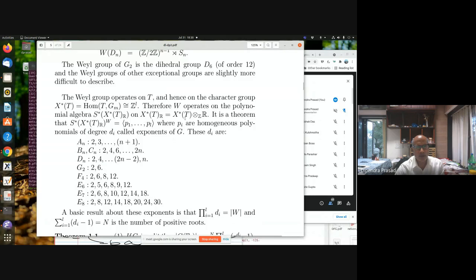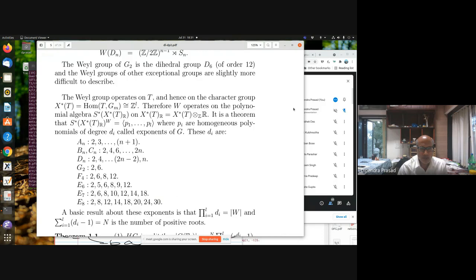So it's a well-known theorem due to Chevalley that the W-invariants in the polynomial algebra form a polynomial algebra generated by certain homogeneous polynomials of certain degrees, called the exponents of G. And the exponents are very well tabulated. Again, these are among the most important information that one needs to keep in mind. So for E8, it is 2, 8, 12, 14, 18, 20, 24, 30. I'm sorry, I cannot say I know all the exponents very well. But one should.